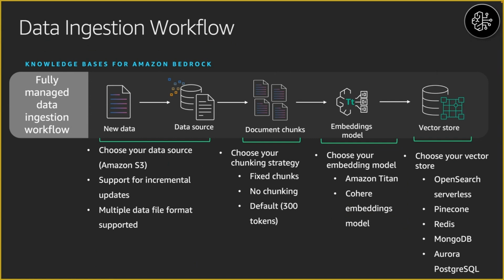Then you can store these embeddings in a vector store. As of now, the default is OpenSearch Serverless, but if you have any existing vector stores like Pinecone, Redis, MongoDB, and Aurora PostgreSQL, you can also use those as vector store options. So you can pick the model you wish to use to create the embeddings, as well as the vector store for these embeddings.